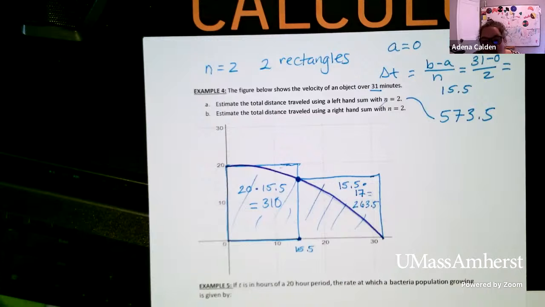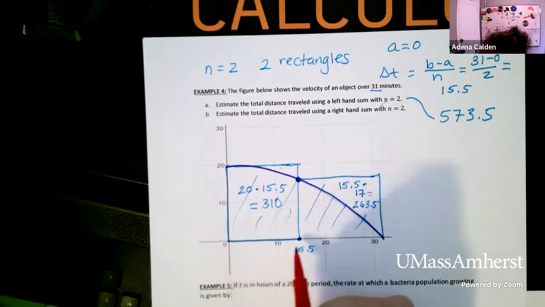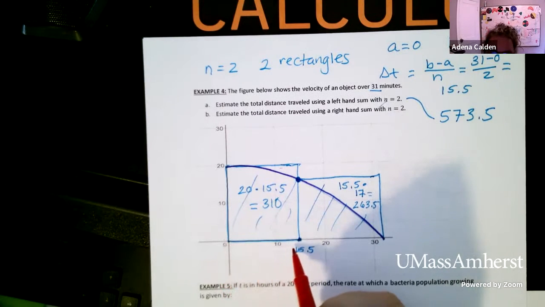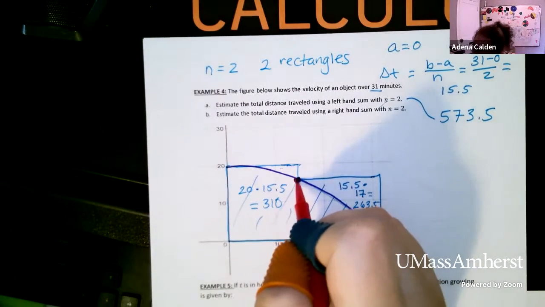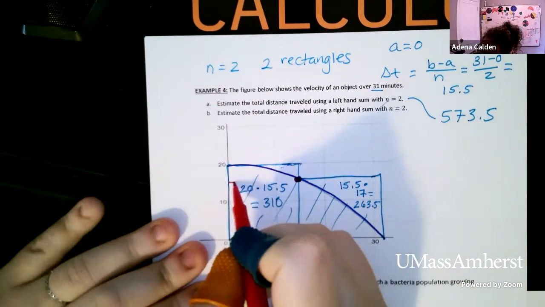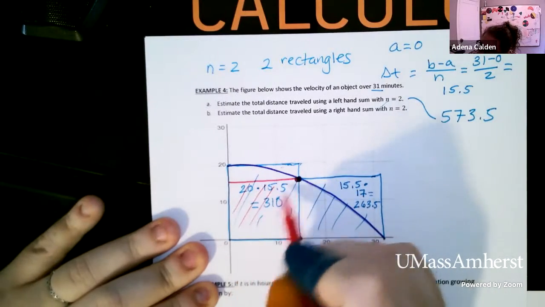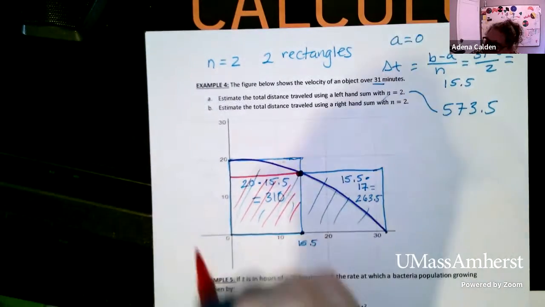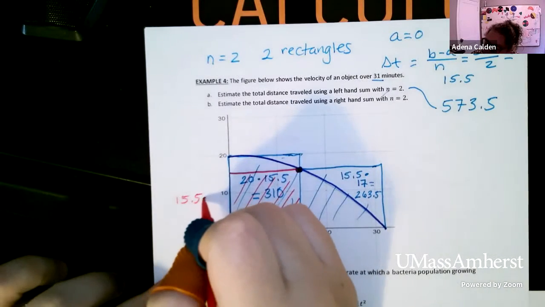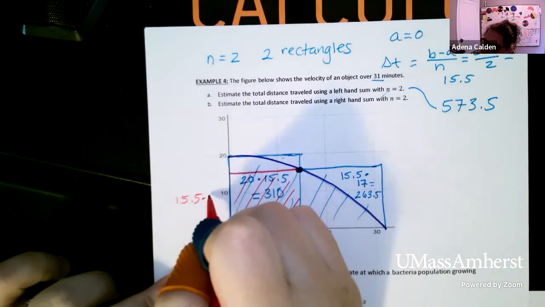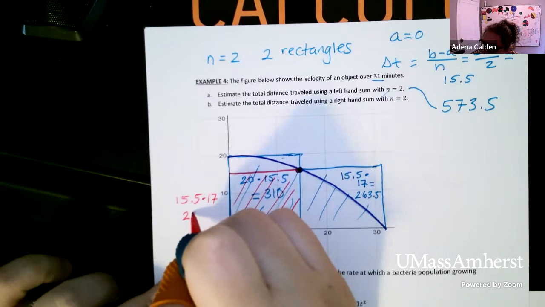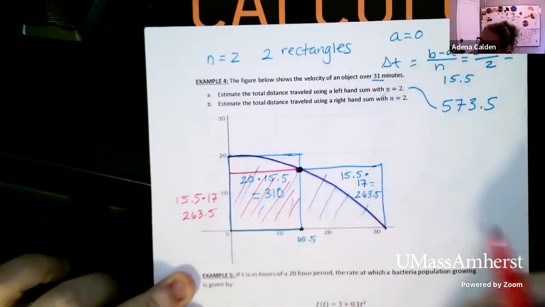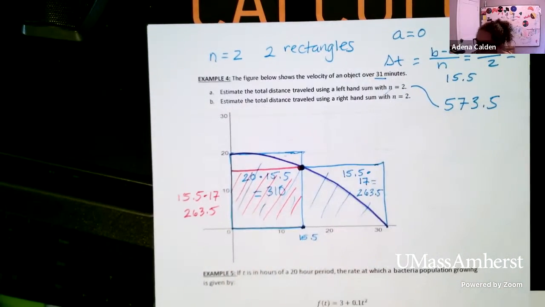When I'm doing my right-hand approximation for part B, now when I'm looking at my first rectangle and I have 0 and 15.5, I'm picking the one on the right. So I go up this high. And now my right-hand approximation, right, is going to be 15.5 times, I said that this height was just about 17. So that was 263.5 for this first right-hand approximation.